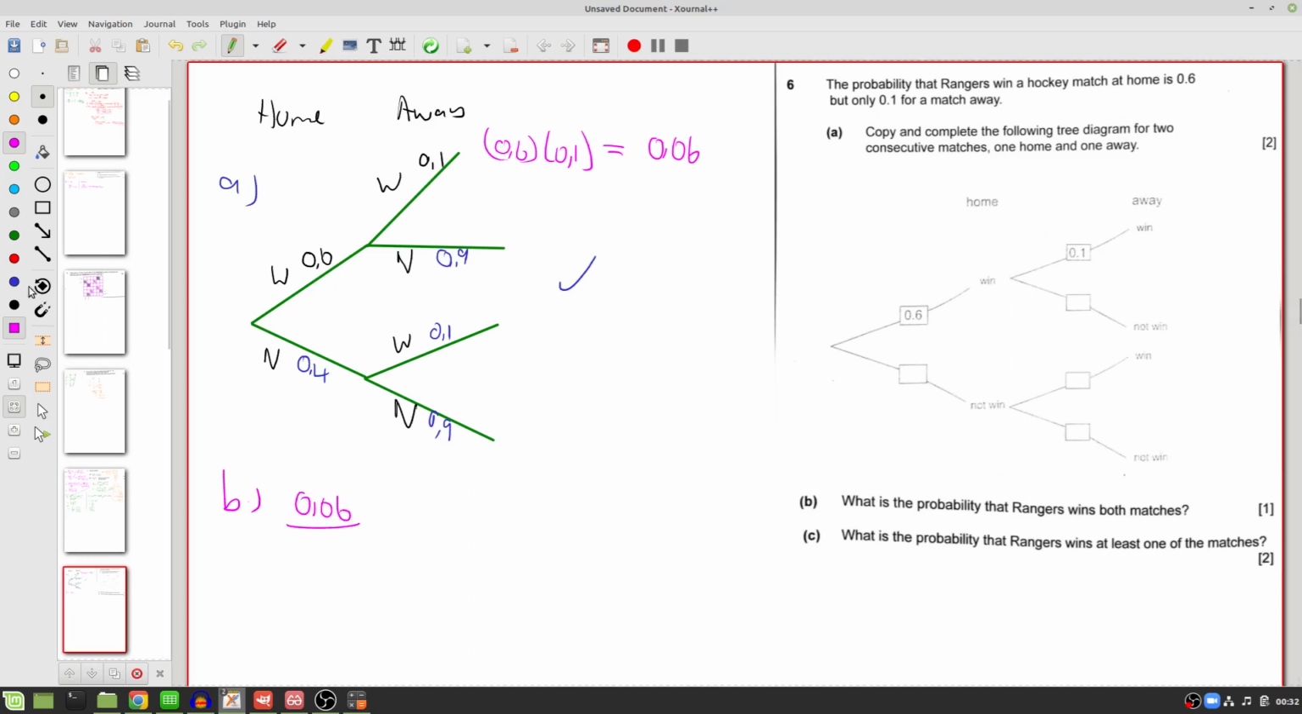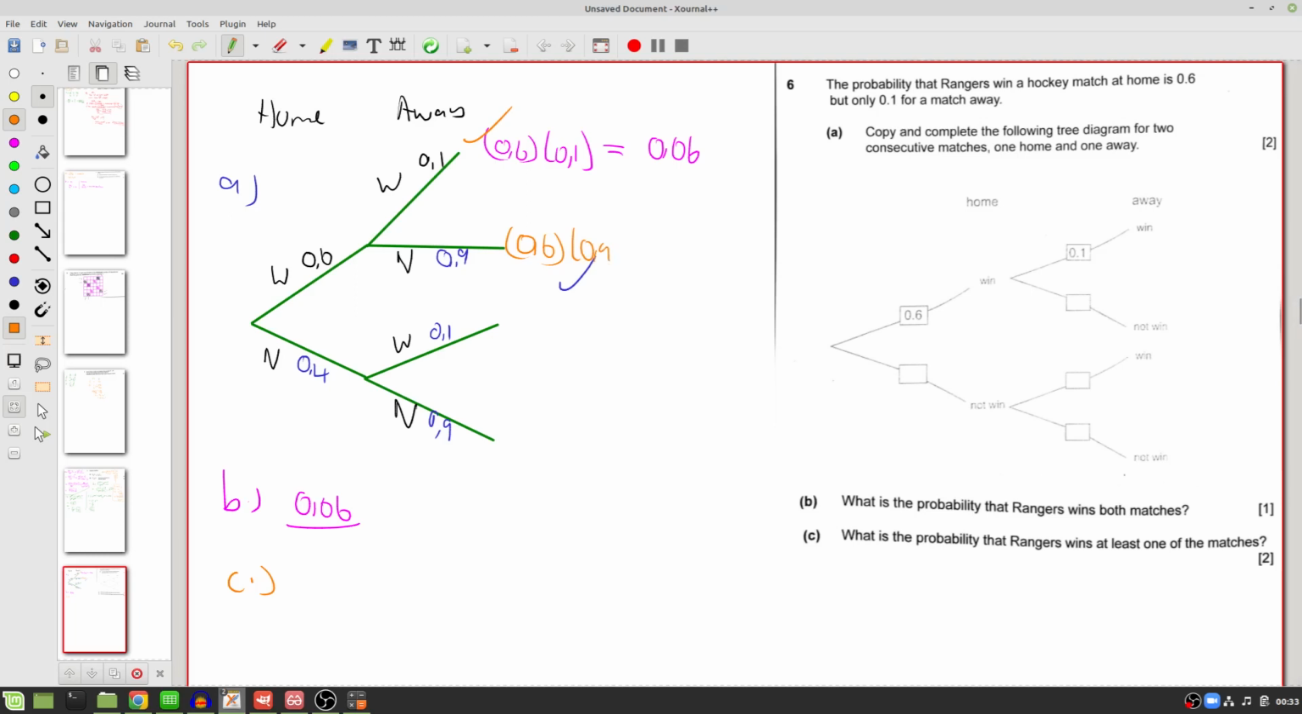All right. Question C. Let's use this color for question C. What is the probability that Rangers win at least one of the matches? That means there must be a win somewhere in here. So this one, yes, that counts because at least one of the things is a win. What about this one? Win and not win? Yes, that does count because that has at least one of them being a win.